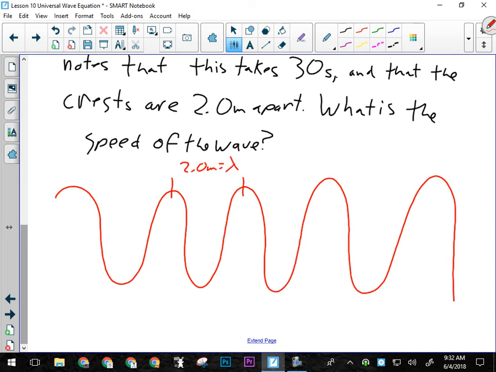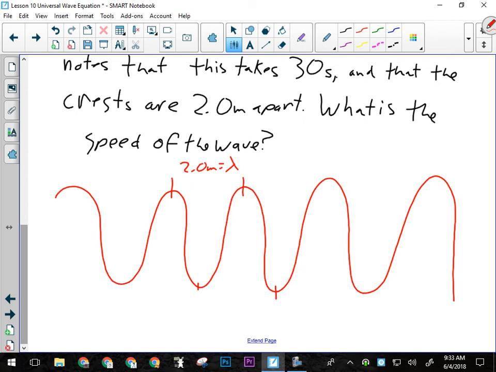I could have also said it's 2 meters between 2 troughs, that's the bottom part of the wave. So I could have said it's 2 meters between the troughs, and it would be the same. It would be the wavelength. It's any 2 equal parts on a wave. Now, it took 30 seconds for these 5 crests to go by. What can that help me find? Period or frequency, either one, and I can use either one in the formula. But what I need to know is how many waves went by. How many waves went by? 4.